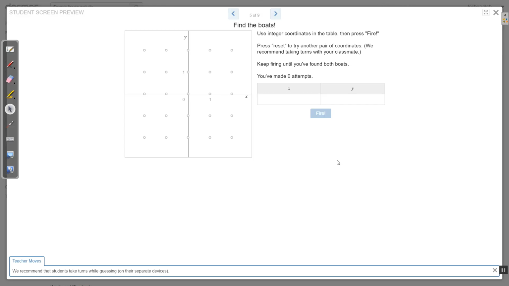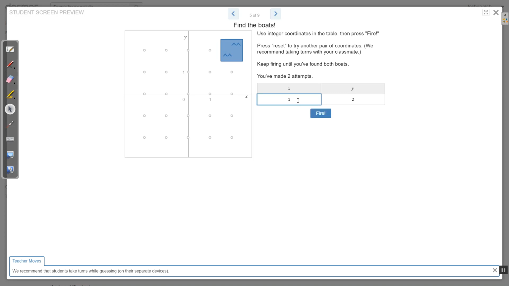So in front of us, we have a very small coordinate plane that I have hidden 2 boats on, and our goal is to find the boats by inserting coordinate pairs, okay? So, I'm going to just pick a coordinate pair right away. Let's go 2 over and 2 up. That would be 2 over and 2 up like this. I hit fire. That's a miss. There's only water there.